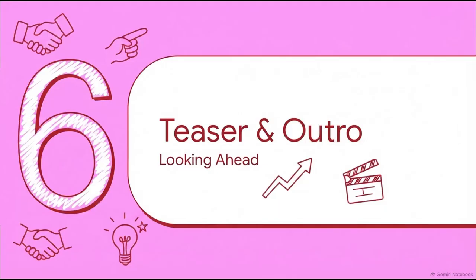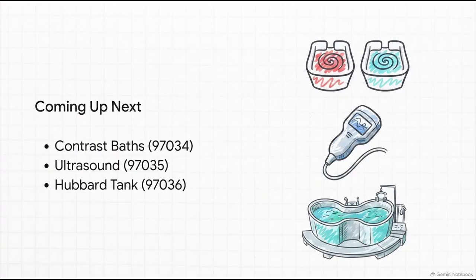And finally, Section 6, Teaser and Final Outro. Looking ahead. Wow, we have covered a ton of ground today, from the energetic push of iontophoresis to the deep cellular impact of laser therapy. But believe it or not, we are just getting started with constant attendance modalities. Coming up in Part 6 of our Physical Therapy Masterclass, we'll tackle the next 3 major ones. We're going to explore the alternating temperatures of contrast baths under CPT 97034, dive deep into the acoustic energy of ultrasound billing for 97035, and break down the very specific rules for the Hubbard tank under CPT 97036. You for sure won't want to miss it as we keep building up your coding confidence.